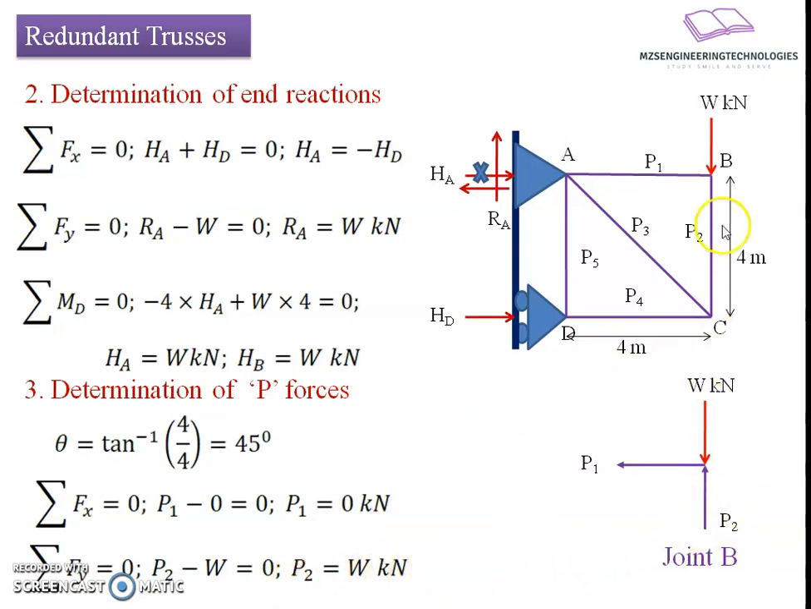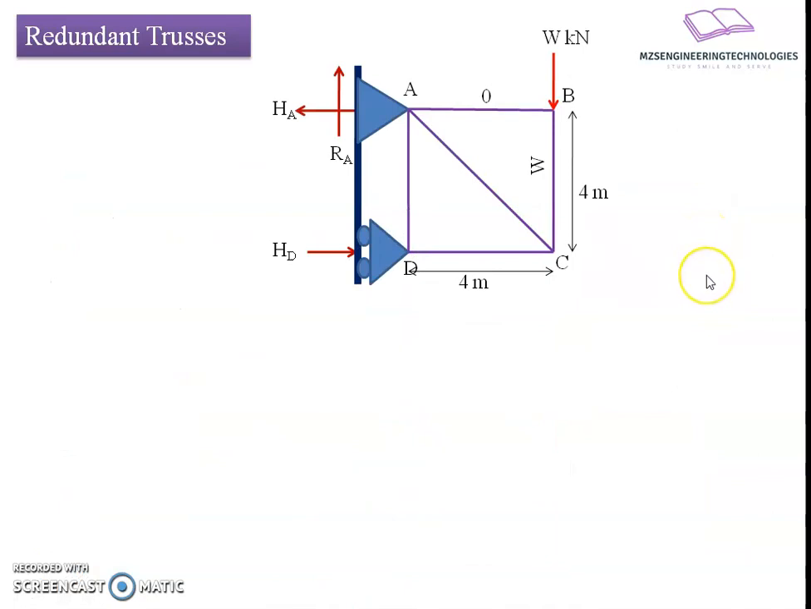That's the member force in BC, W kilonewton. Now after completing joint B, we'll move towards the next joint C. At joint C, we have three members generating member forces like P2, P3 and P4. Among these, P2 we have just evaluated from the analysis of joint B. So I will write a static equilibrium equation for joint C here.